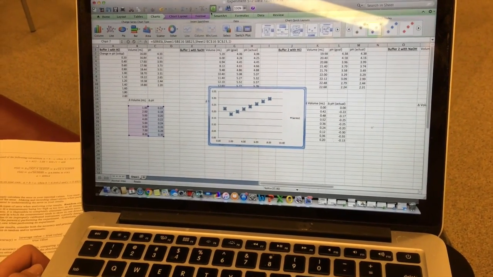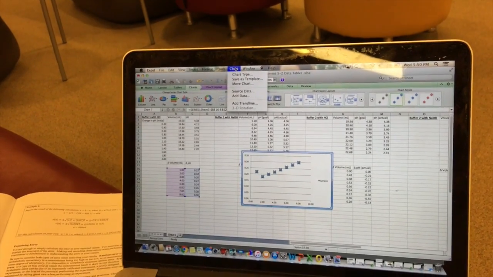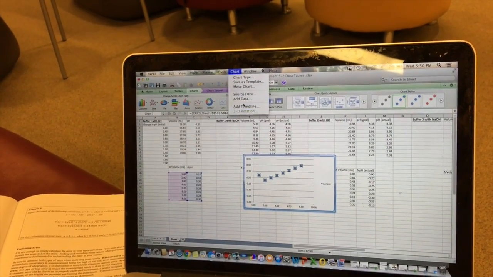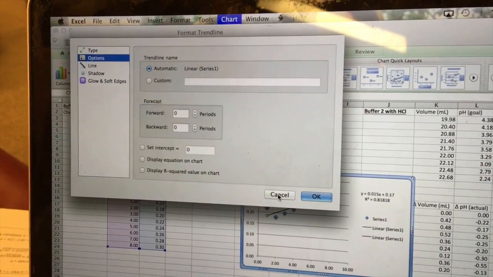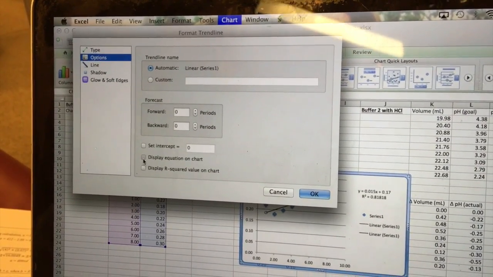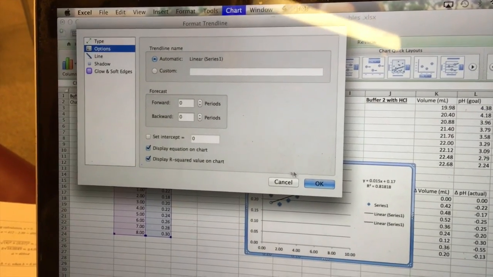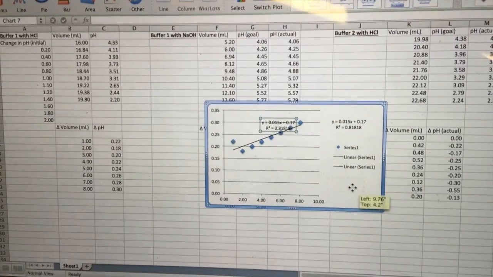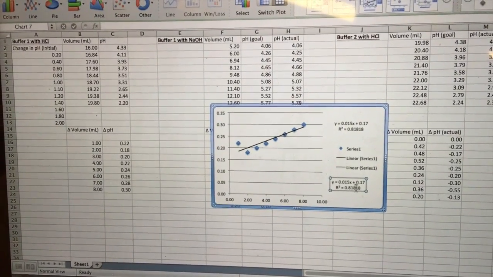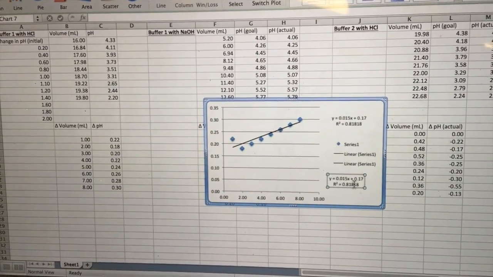Next, add a trend line by clicking on your data, going to Chart, and then Add Trend Line. Under Options, you select Display Equation on Chart and Display R-squared value on chart. The equation will be the equation of your trend line, and the R-squared value is the correlation of your data points to the trend line.